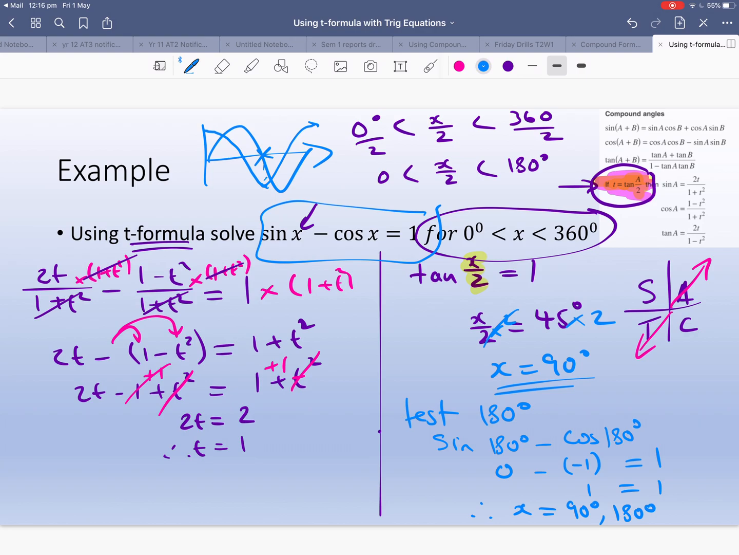So you'll lose marks if you don't test for 180 degrees just to see if there's a solution there too, okay? Often it doesn't, and it's really easy to test 180 degrees. It's one of those that gives us a lot of the answers, all right? Hopefully this helps. So we're just using the t formula. Remember to test 180 degrees, okay?